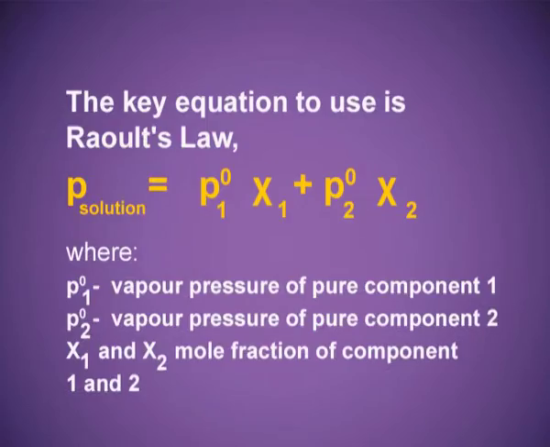Mathematically, the Raoult's law is the pressure of the solution is equal to P01 x1 plus P02 x2, where P01 and P02 are the vapor pressure of the pure component 1 and 2 and x1 and x2 are the mole fraction of the component 1 and 2.